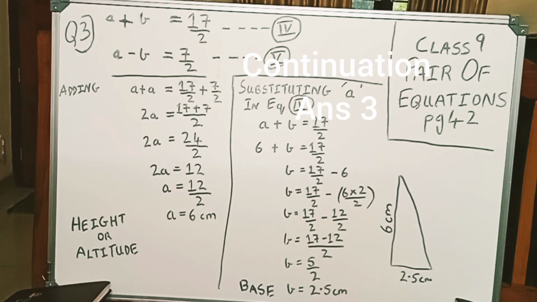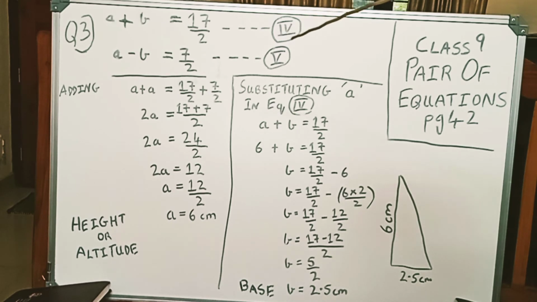Hello students, today we will be discussing question number 3, page number 42, pair of equations. This is the last part. Previously we had seen a plus b is equal to 17 divided by 2. That was equation number 4. And in equation 5 we had seen a minus b is equal to 7 by 2.